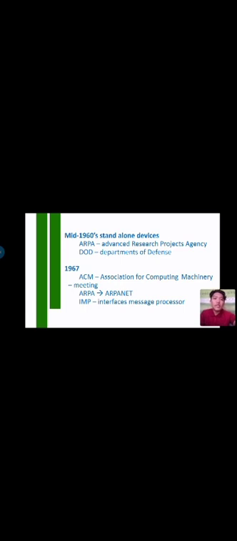Mid-1960s, standalone devices. ARPA, Advanced Research Projects Agency. DoD, Department of Defense. 1967, ACM, Association for Computing Machinery meeting. ARPANET. IMP, Interface Message Processor. 1969, ARPANET became a reality with four nodes: University of California, Los Angeles, UCLA; University of California, Santa Barbara, UCSB; Stanford Research Institute; University of Utah. NCP, Network Control Protocol. 1972, Vint Cerf and Bob Kahn's Internetting Project, Transmission Control Protocol.